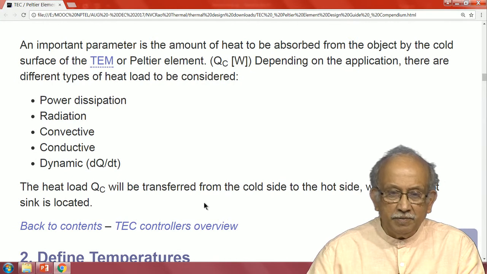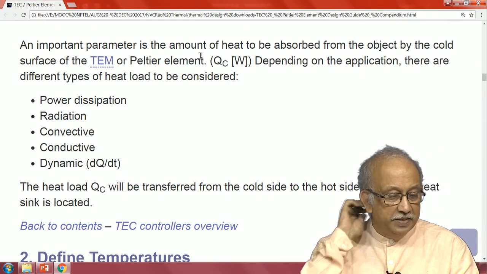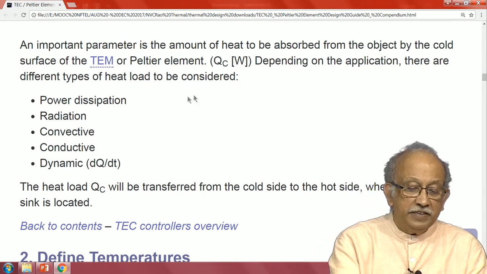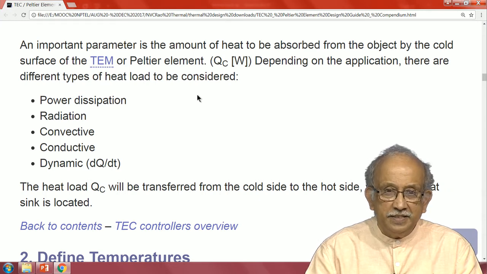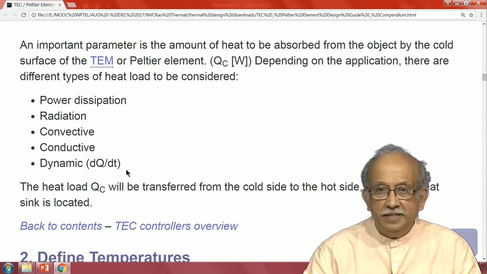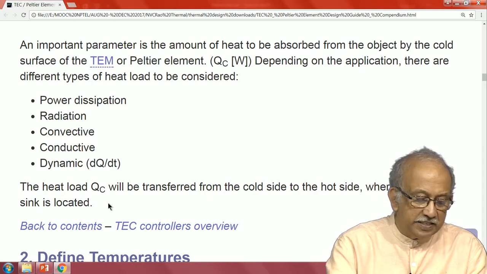An important parameter is the amount of heat to be absorbed from the surface of the TEM or peltier element. Depending on the application, there are different types of heat loads to be considered: power dissipation, radiation, and dynamic, the rate at which the total amount of power keeps increasing or decreasing. Heat load will be transferred from the cold side to the hot side where the heat sink is located.